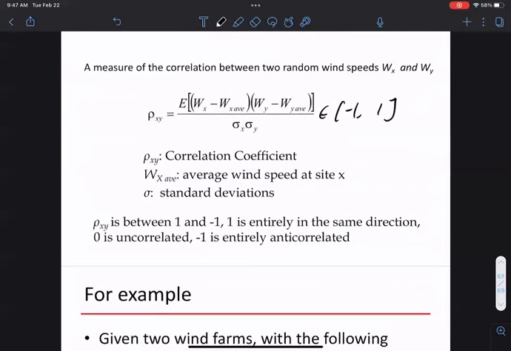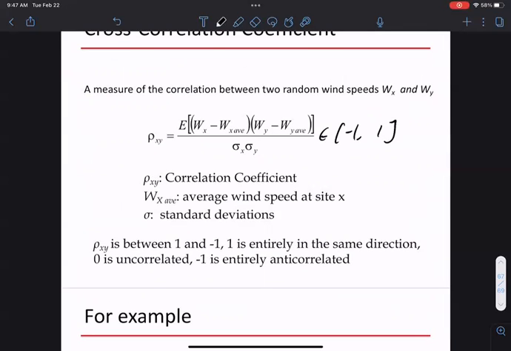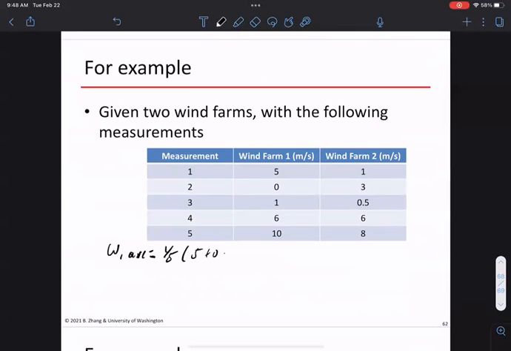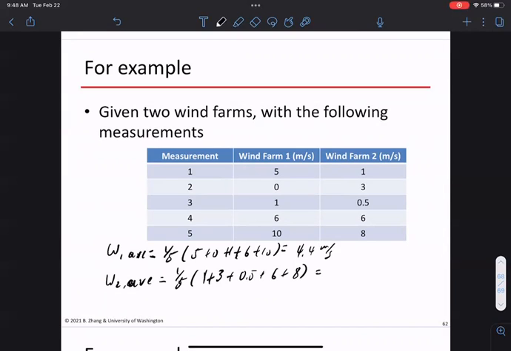To find the cross correlation, first you need to find the average and the standard deviation for each. Then you use that in the sum. So let's find the average. For farm one, this is just by itself, so you ignore the other column. Just average this column. This is 1/5 times (5 + 0 + 1 + 6 + 10), which is 4.4 meters per second. Similarly, you average the second column for W2: 1/5 times (1 + 3 + 0.5 + 6 + 8). This is 3.7. So this is for each.